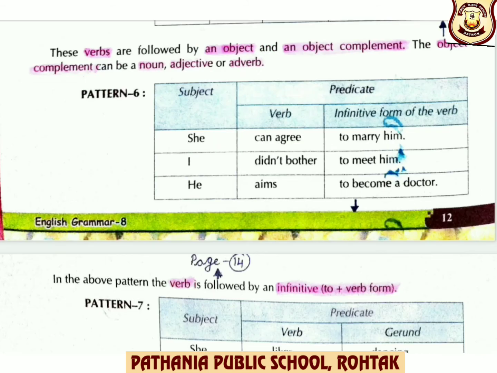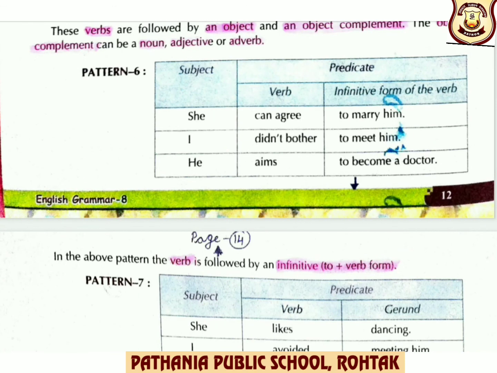Now let us discuss pattern 6. As per pattern 6, children, predicate can be enlarged by using verb and infinitive form of the verb, that is to plus V1, base form of the verb. Have a look on the examples, children.